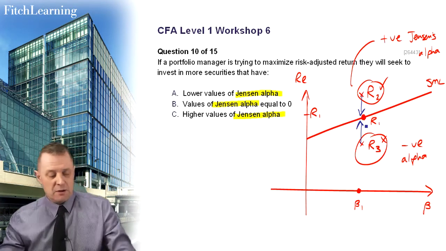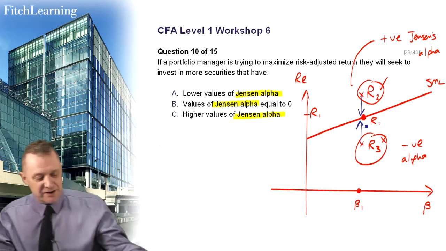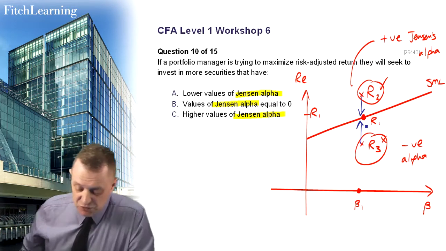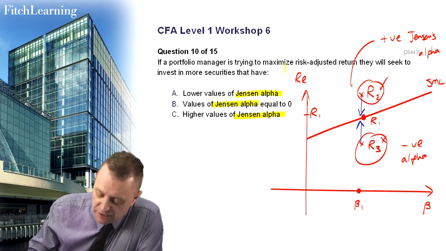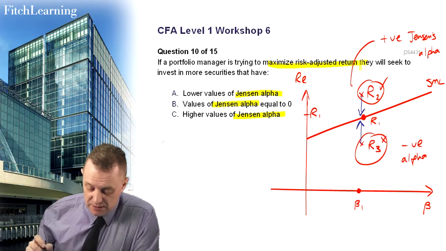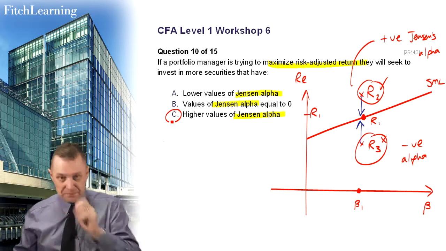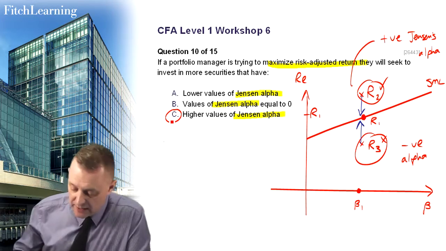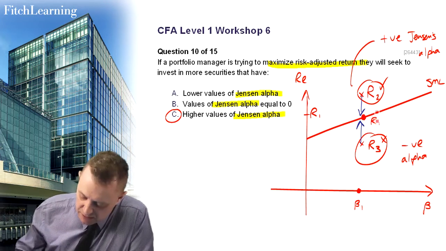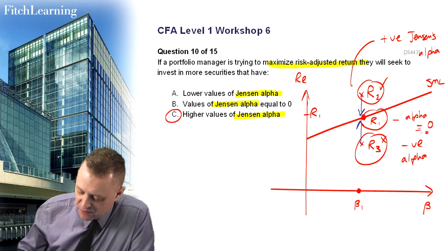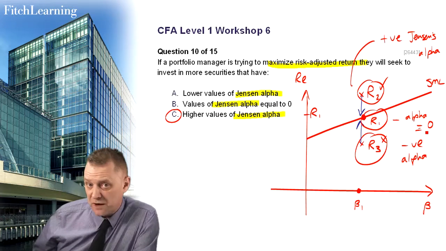Now, the question is actually saying, okay, that's all fine, but when you're trying to maximise your risk-adjusted return, what you're actually looking for is positive alpha. So what you want to do is have higher values of Jensen alpha. Note, by the way, that this one here has got alpha equal to 0. So that's basically what option B in the question is referring to.